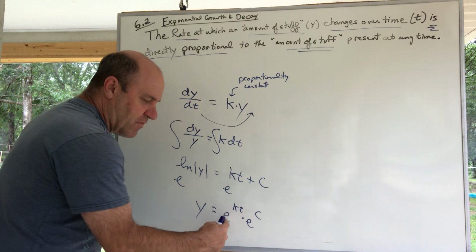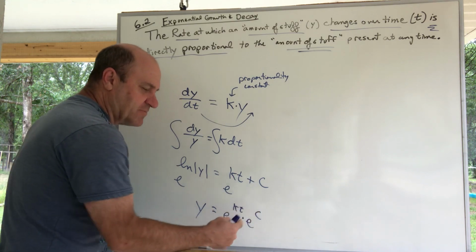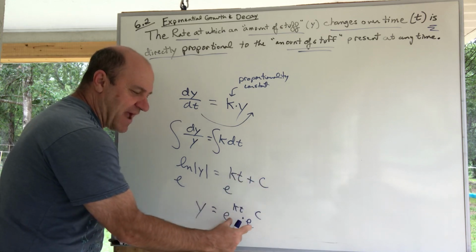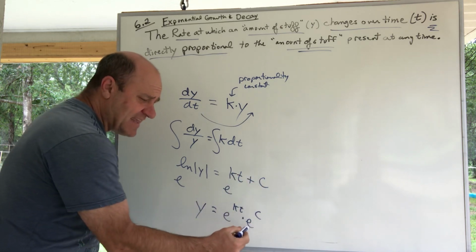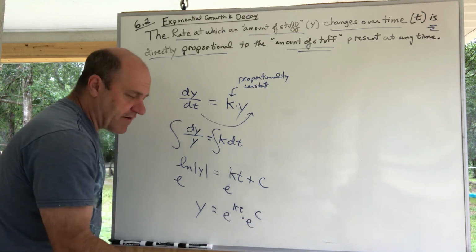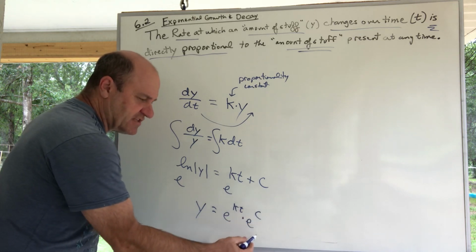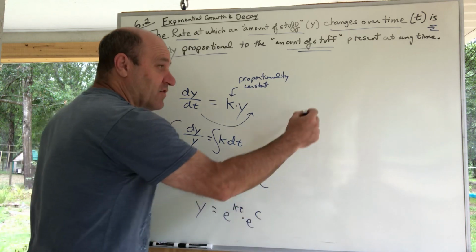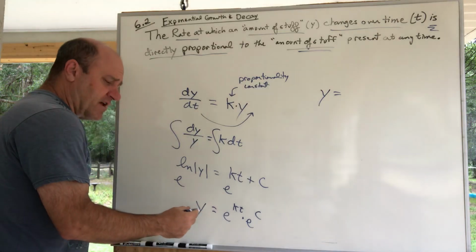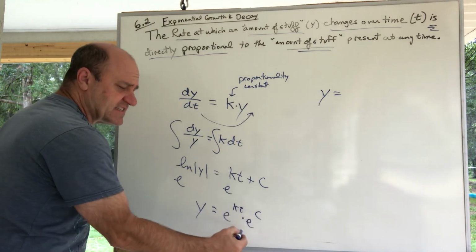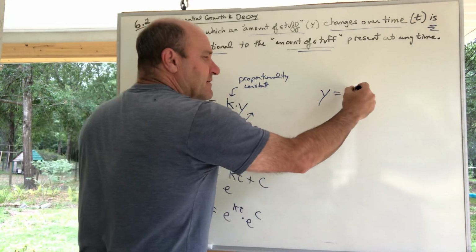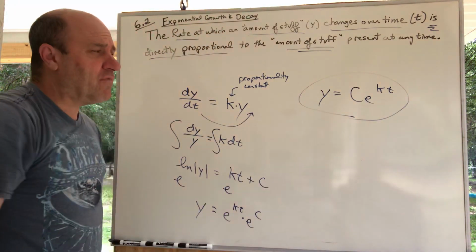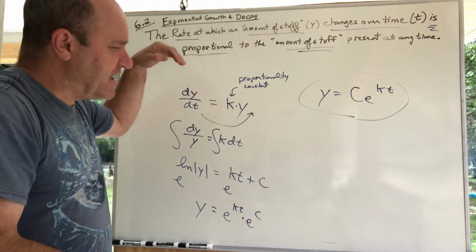Because when you multiply these bases, you add those exponents. So I'm doing that in reverse. I have these added exponents, so I write it as multiplied bases. That e to the c, that c is an arbitrary constant. That e to the c is just as arbitrary, so I absorb it and I call that c. So my result is y equals c times e to the kt. And that's it. That's your classic model for exponential growth and exponential decay.